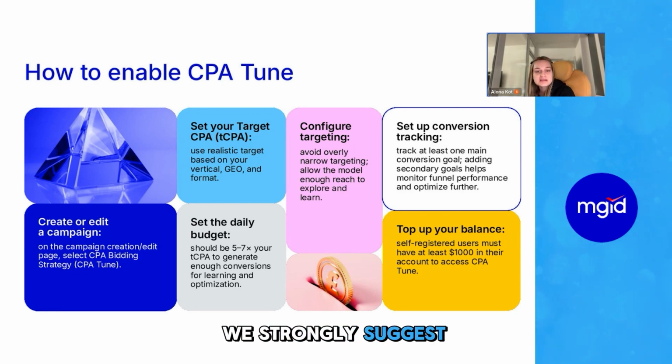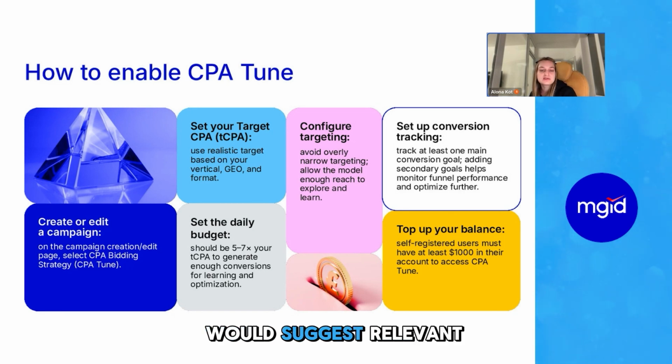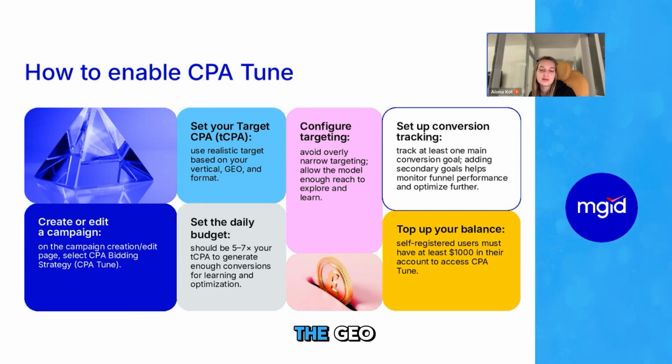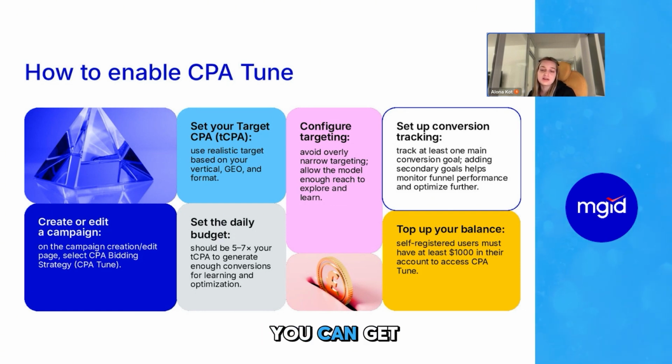Then you would have to configure the campaign targeting. We strongly suggest avoiding narrow targeting. Why? Because it doesn't give enough room for the algo to explore. The algo would suggest relevant sources for the campaign. So don't narrow the geo, don't narrow the reach. That basically eliminates the purpose of CPA Tune and would cut the traffic that you can get.